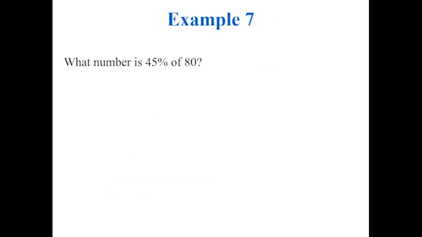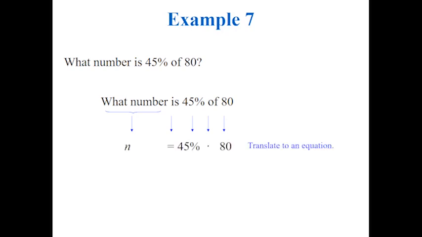Okay. So what number is 45% of 80? We start by making our changes into an algebraic sentence, into an equation. And why is it an equation? Because is means equals, and equals is an equation. If there was no equals, it would be an expression. So what number, n, is equals 45% of, multiply, 80.